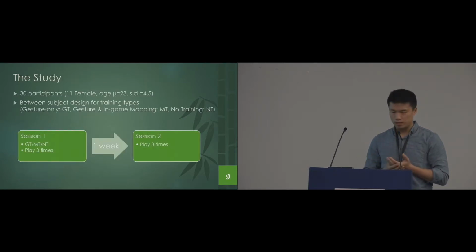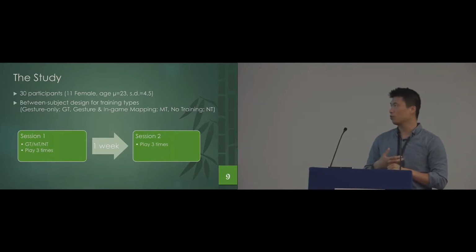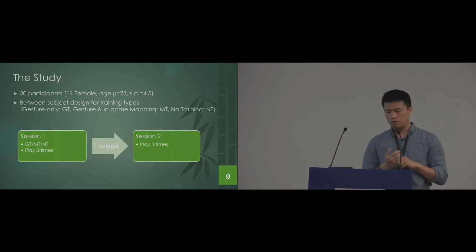A little bit more about the study itself. We recruited 30 participants, 11 female, mean age 23. We used a between-subject design for the training types. That is, we had 10 participants out of the 30 receive the gesture only training, 10 of them received both the mapping and the gesture training, and the rest did not receive any training.